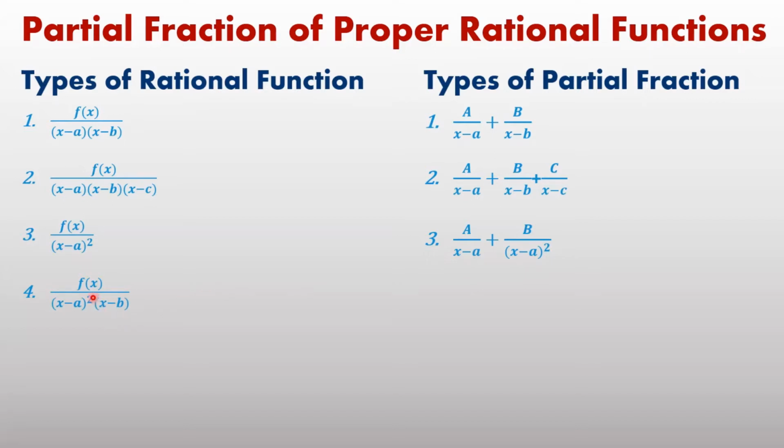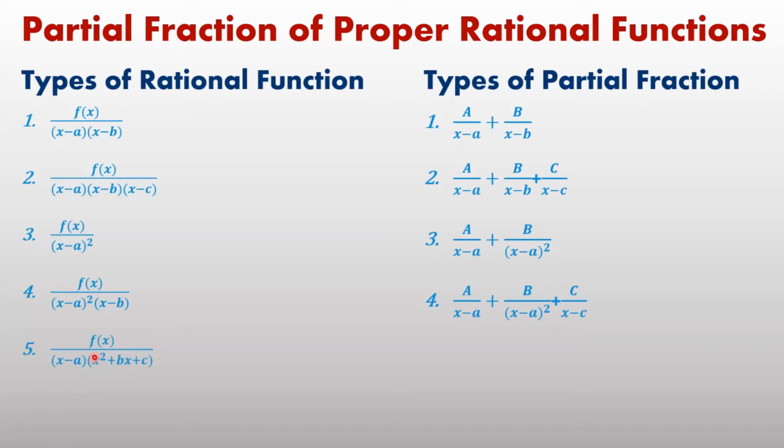Fourth case, if f(x) upon (x minus a) whole square into (x minus b) is given, we can write this as A upon (x minus a) plus B upon (x minus a) whole square plus C upon (x minus b). Or in the third case, if we write f(x) upon (x minus a) whole cube, then A upon (x minus a) plus B upon (x minus a) whole square and plus C upon (x minus a) whole cube. In that pattern, we can write it as a partial fraction.